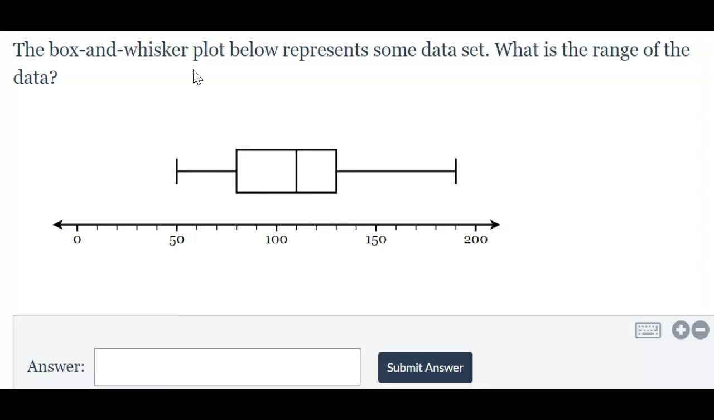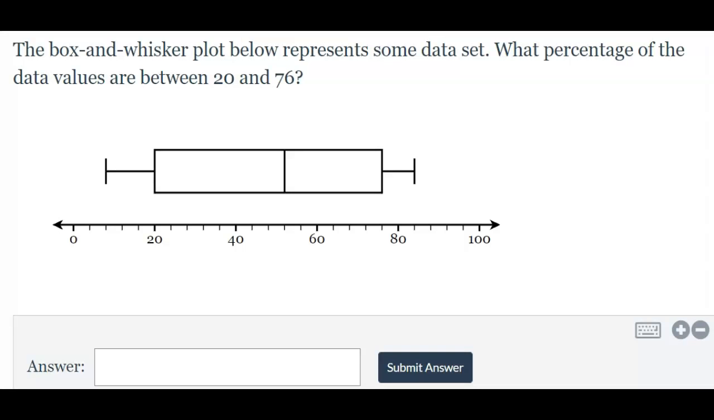So now it's asking for the range of the data. It's not specifically given to us, the maximum isn't, but it goes from 150 to 200, so a difference of 50 in 1, 2, 3, 4, 5 steps. So 50 divided by 5 is 10, so each tick mark is worth 10. So 150, 160, 170, 180, and 190. So our max is 190 minus our minimum of 50. So 190 minus 50 is going to give us 140. So that would be our range.